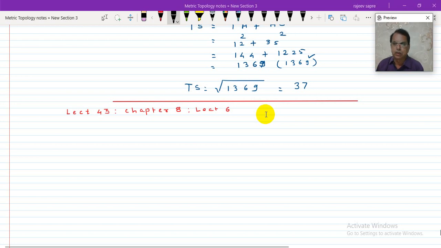Dear students, I am Dr. Rajiv Sapre. This is lecture number 43 about mathematics of standard 8, but in particular this is lecture number 6 for the chapter 8 Quadrilateral.